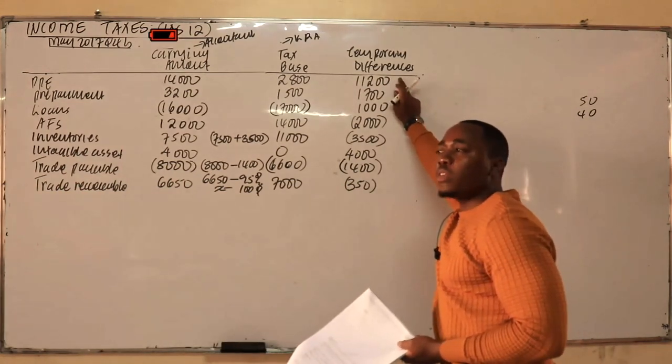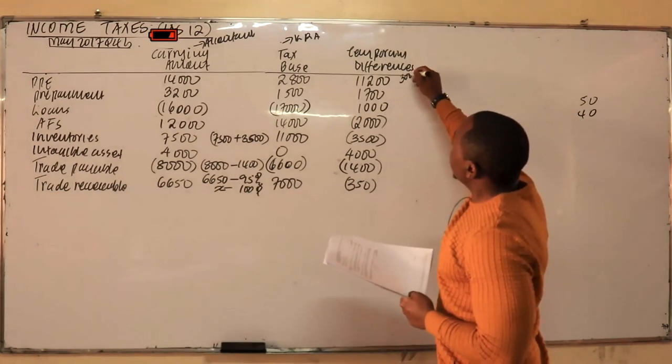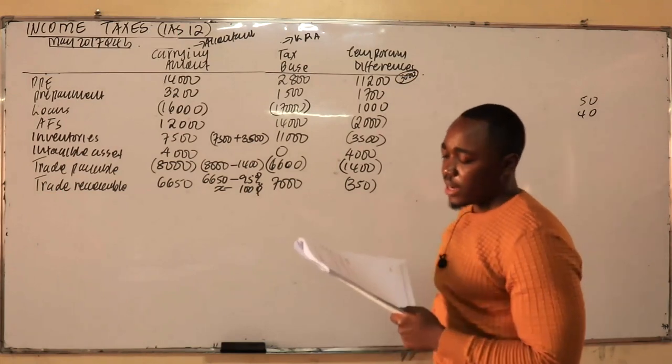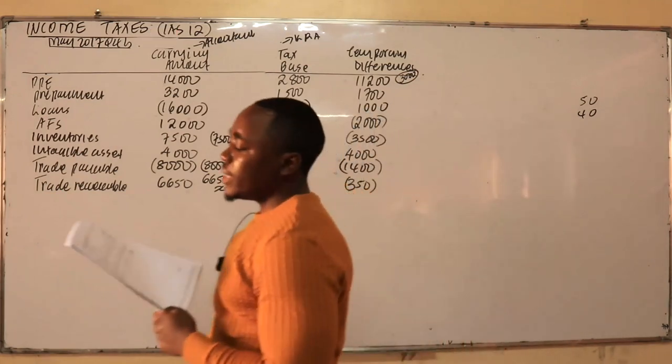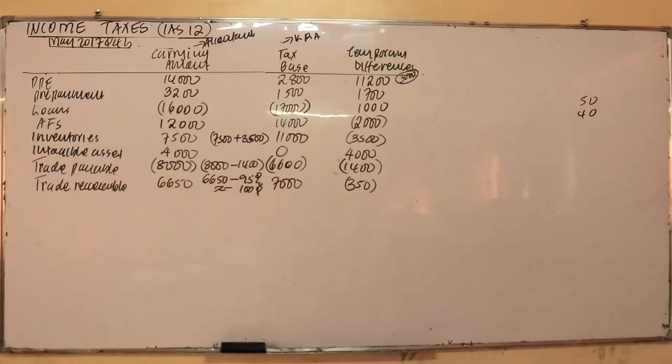Of this 11,200, 3,000 was a result of what? Revaluation. You know how to deal with this: this one goes to the deferred tax account. Number eight, the tax base of other items is equal to the carrying amount. How much is the temporary difference?